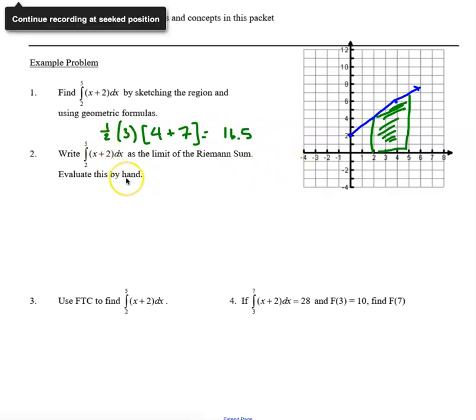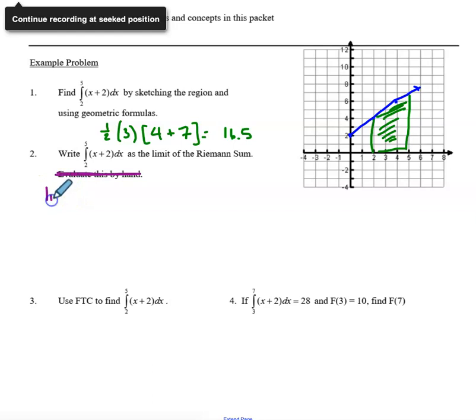All right, in the next section, we are going to write the integral as the limit of a Riemann sum. And it says here to evaluate. We are actually not going to evaluate this by hand. We no longer do that in this class. It is something we should have deleted off of your notes, and we apologize for that.